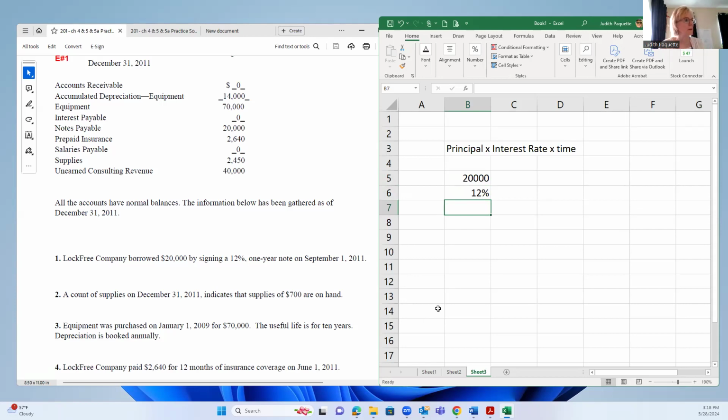So first, interest is always annual. So first, let's calculate the annual rate. 20,000 times 12% is $2,400. And we only need it for 4 months, so we have to do something called prorating. I'm going to write this down.